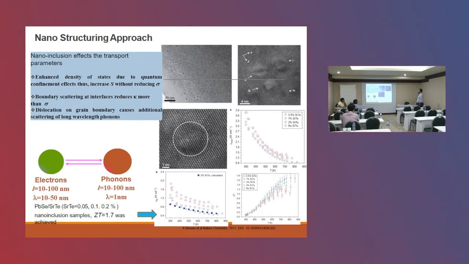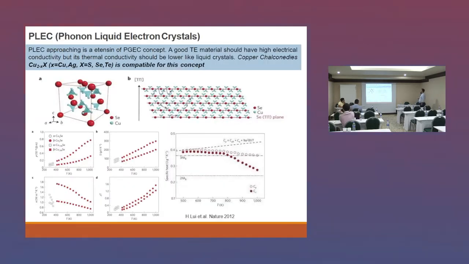So if we put some nanophases in the structure, the dislocations and grain boundaries because of these nanophases can scatter low band phonons, and also act as scattering centers of the phonons, which reduces the thermal conductivity. This is because electrons and phonons have different mean free paths and wavelengths in the structure. So we can control the nano size in the structure, and then we can manipulate the electronic properties of the materials with the nanostructuring approach.